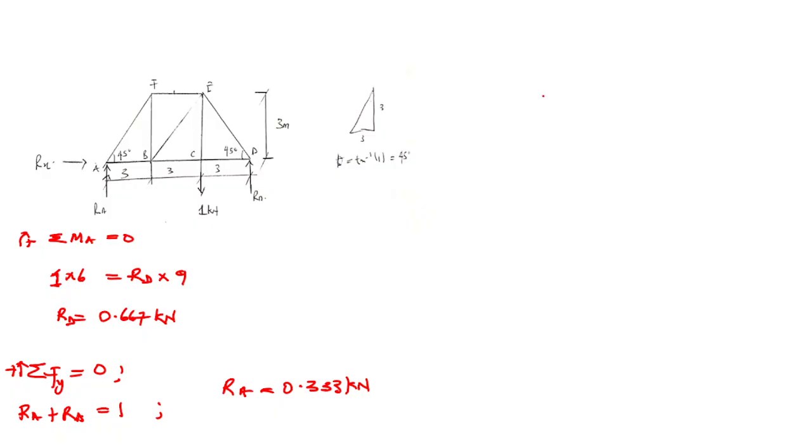If we consider joint A, we pick that as our direction of force. This is joint A. So we have FAF, we have FAB, and we have RA, which is equal to 0.333 kilonewton.